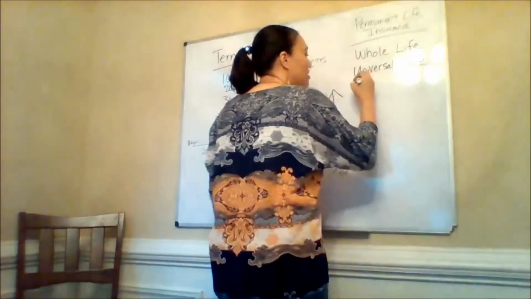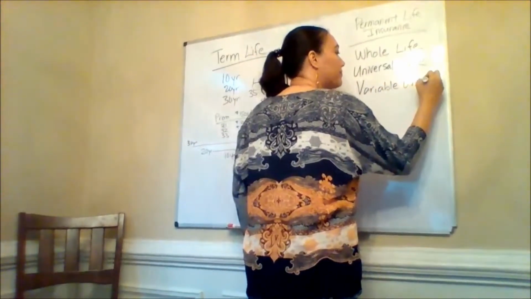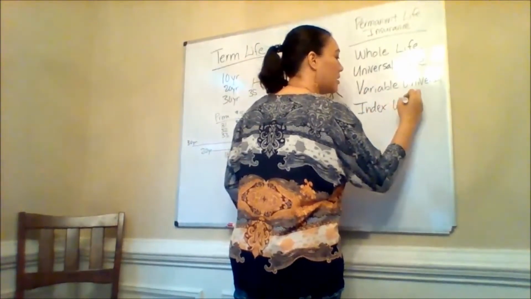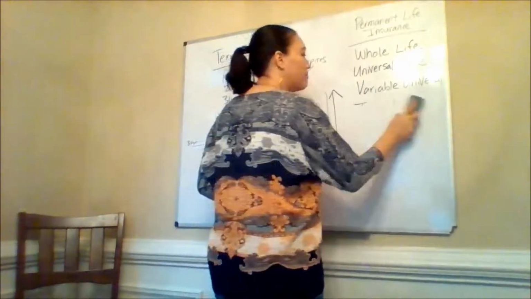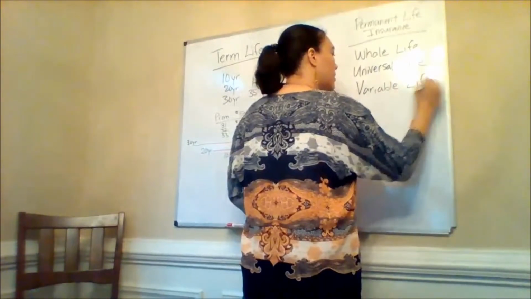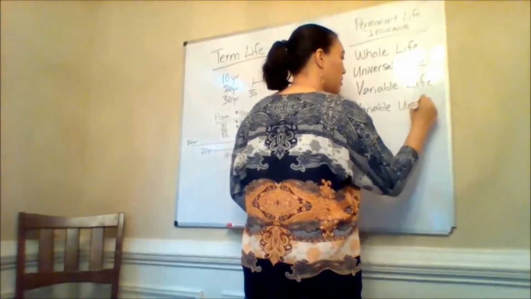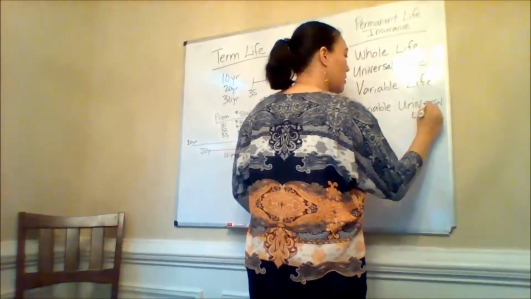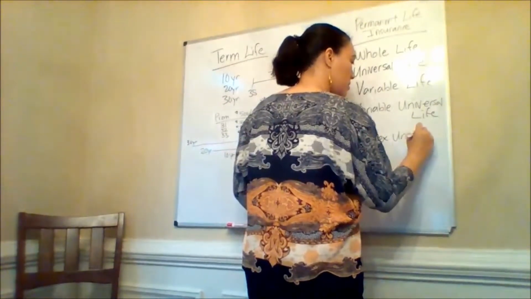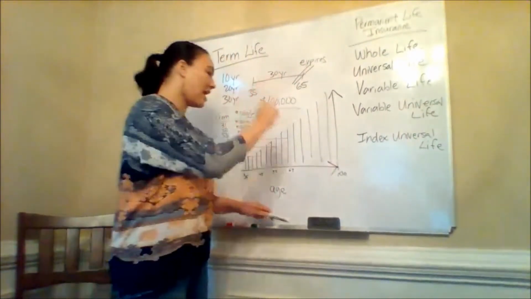The whole life, universal life, variable universal life, and index. Well, actually, let me back up. There's variable life and variable universal life. And then there's index universal life. Okay? So there's actually like 5 types right here.